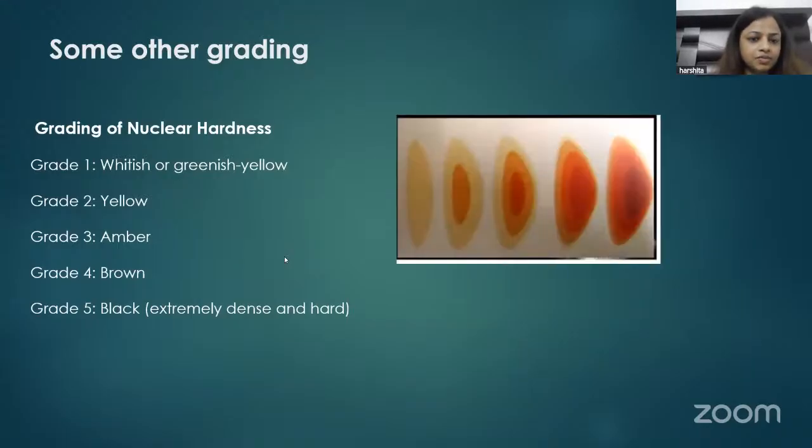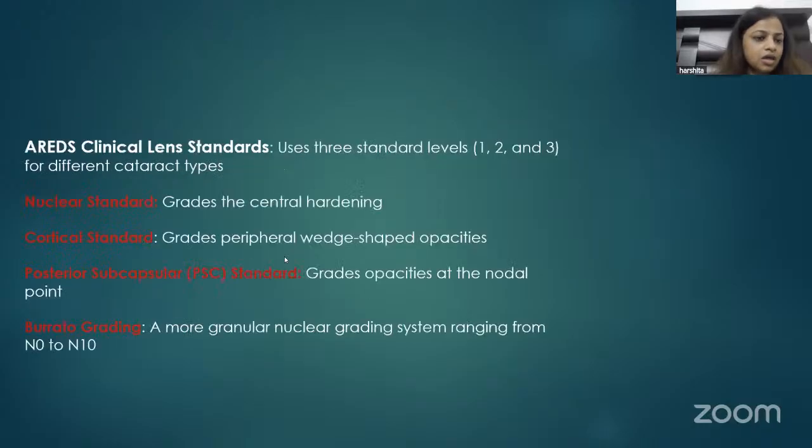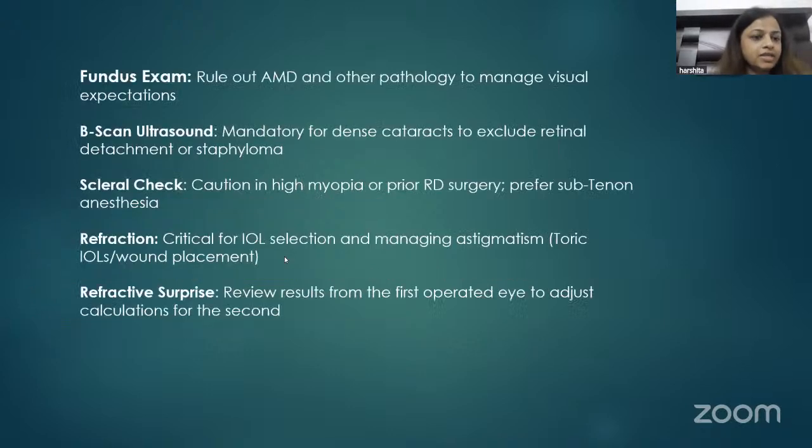Then this is how it appears. Then comes the AREDS clinical lens standard. That is basically nuclear standard, which grades the central hardening, cortical standard, which grades the peripheral wedge-shaped opacity, and posterior subcapsular standard, which grades the opacities at the nodal point. Then the Buratto grading, that is basically the granular nuclear grading system from N0 to N10.